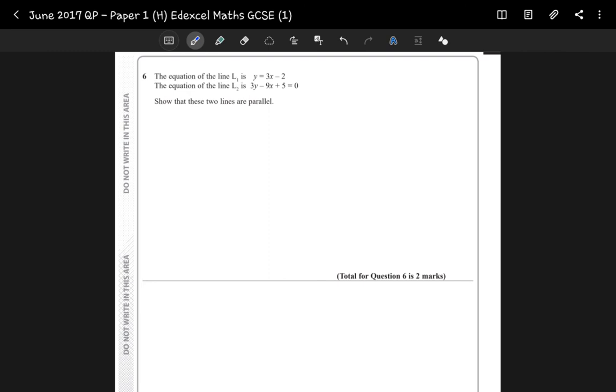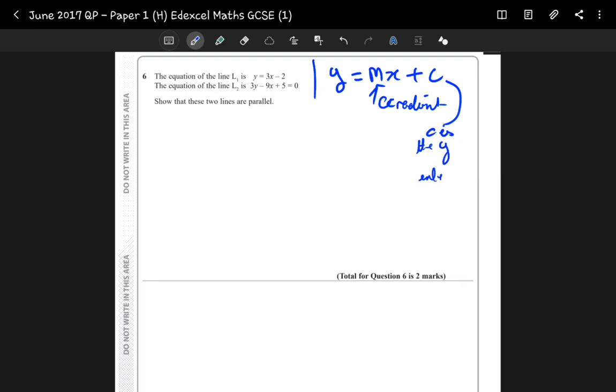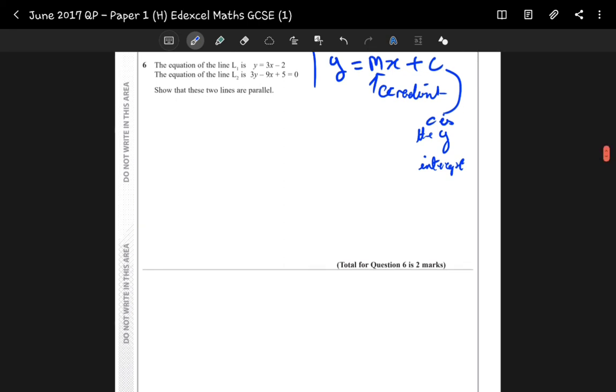Now remember, the general equation for a straight line is y equals mx plus c, where m is the gradient and c is the y-intercept. That's important to know, because in instances where we want to show that two lines are parallel, we don't need to bother about the intercept. Wherever it crosses the y-axis is irrelevant to whether the lines are going in the same direction. Lines which are parallel will have the same gradient.